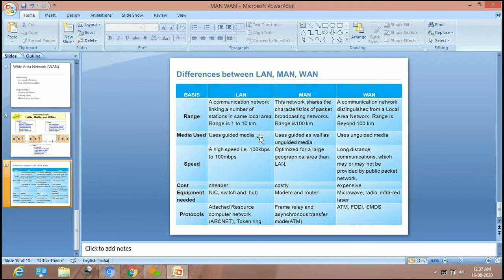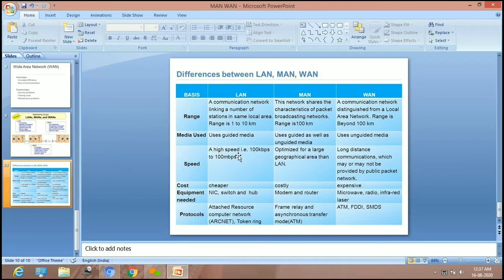Then if we talk about the media used, the LAN will only use guided media, that is the Ethernet, as we have already discussed in the last lecture. In the MAN, it uses guided as well as unguided media, but WAN uses only unguided media. We can use guided media also, but it will become very costly and expensive in the case of WAN, because of the extended range of WAN. So that is why the most preferable media will be unguided media. Unguided means the wireless media we can use here.